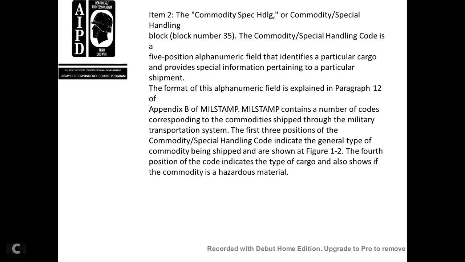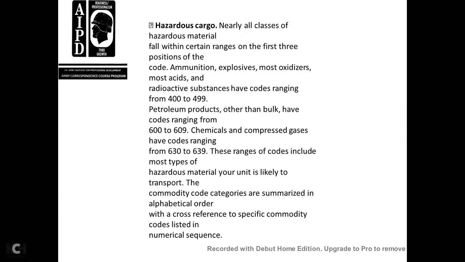The commodity special handling block, with the commodity special handling code, is a five-position alphanumeric field that provides special information pertaining to a particular shipment. It is explained in paragraph 12, Appendix B of MILSTAMP, which contains a number of codes corresponding to the commodity shipment in the military transportation system. The first three positions of the commodity special handling code identify the general type of the commodity being shipped, shown in Figure 12. The fourth position of the code indicates the type of cargo, and also whether the commodity shipped is hazardous material.